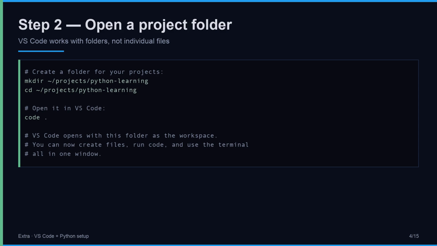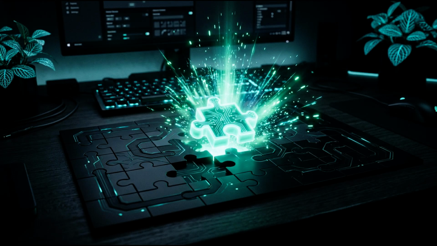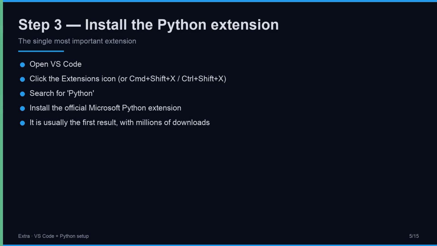Folders, not files. One extension transforms VS Code from a text editor into a Python development environment. The piece that connects everything. Step 3. Install the Python extension. This is the single most important step. Open VS Code and click the extensions icon on the left sidebar, or press Cmd-Shift-X on macOS, Ctrl-Shift-X on Windows and Linux. Search for Python. You will see the official Microsoft Python extension. It is usually the first result, with millions of downloads. Click Install. This one extension transforms VS Code from a text editor into a full Python development environment.